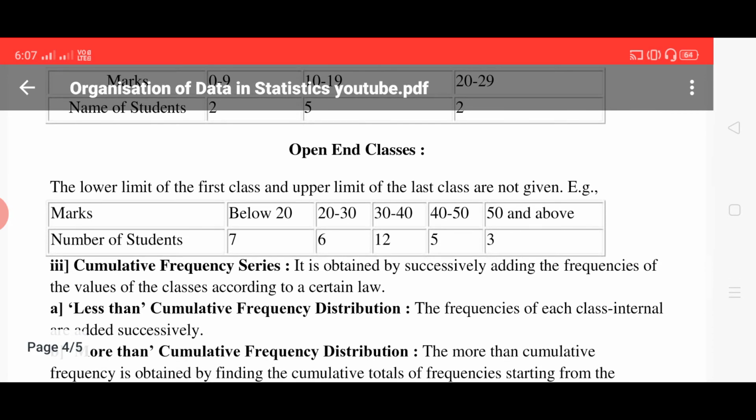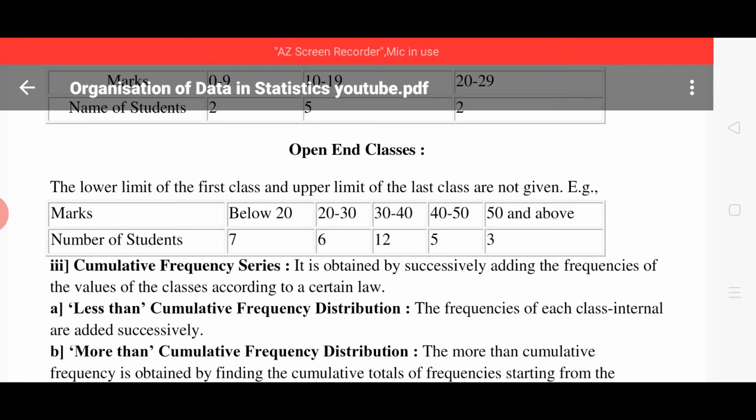Now open-end series. The lower limit of the first class and the upper limit of the last class are not given. See the example, marks below 20. Here the lower limit is not given. 50 and above, the upper limit is not given. This is what an open-end class is.